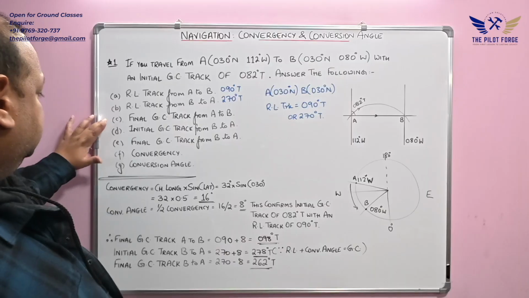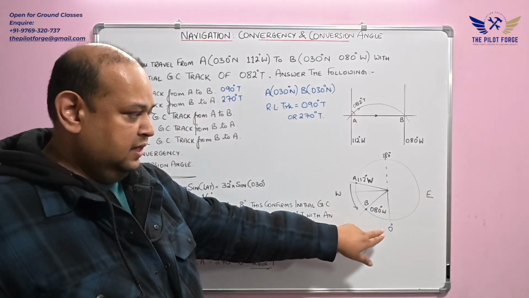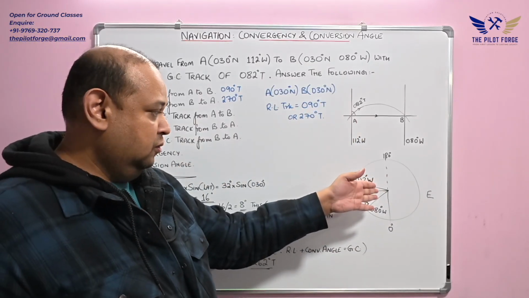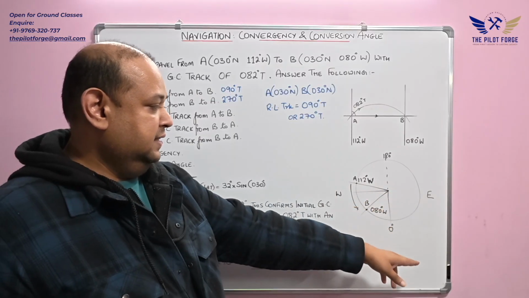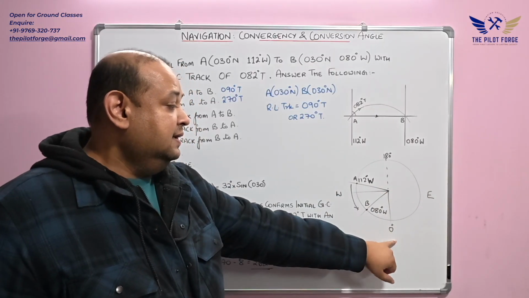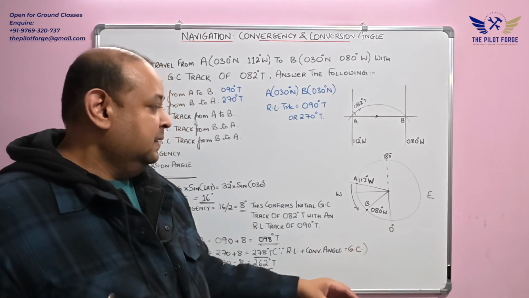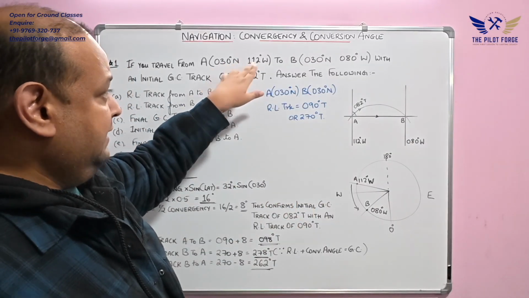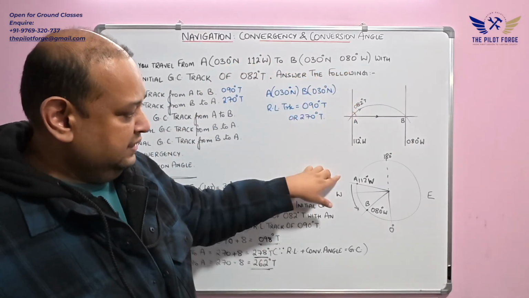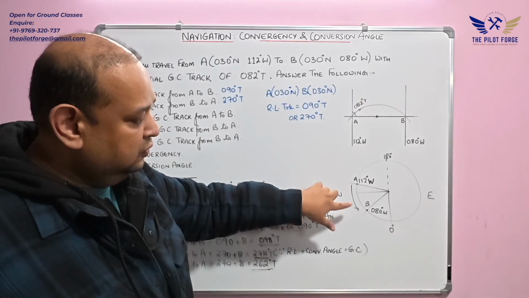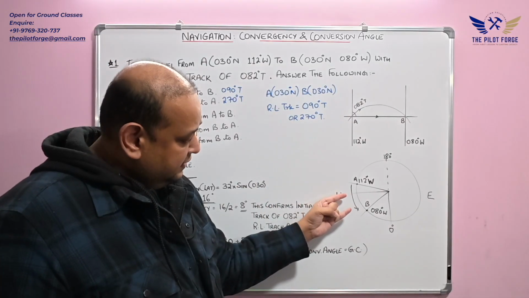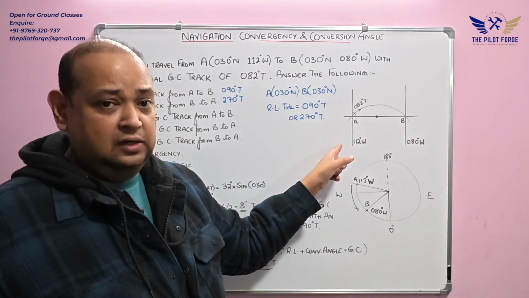To answer questions C to G, first we need to draw up this diagram. This is the Earth drawn from the top down, with the North Pole in the center, east and west, left and right, 0 degrees meridian over here. Now we're going from A to B, 112 to 080. This is what it will look like. And when you look at it in this direction, this is exactly what it will look like.